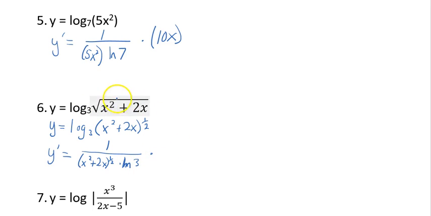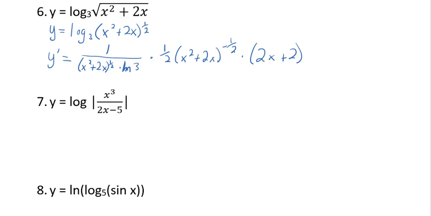And then I do the derivative of that inside piece, which is going to be a chain rule again. So 1/2, keep the inside the same, to the negative 1/2, and then finally multiply by the derivative of the inside. So I just work my way from the outside in one step at a time.